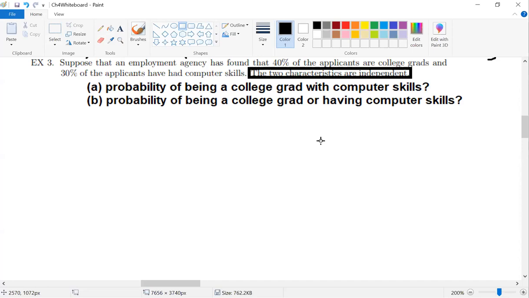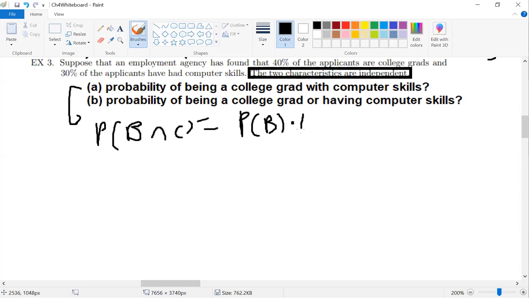Probability of being a college grad with computer skills, same thing as saying probability of being a college grad and having computer skills. So for part A, this is the same as the probability. Let's use B for college, like bachelor's degree. Probability of having that degree and having computer skills, this is an independent event. So therefore we can use a shortcut. That's equal to the probability of B times the probability of C. In this case, probability of being a college grad is 40%, so 0.4. Probability of having computer skills is 30%. That is 0.12. That's our answer. Easy as that, nothing else to do. You'll see there are some very easy problems like this.